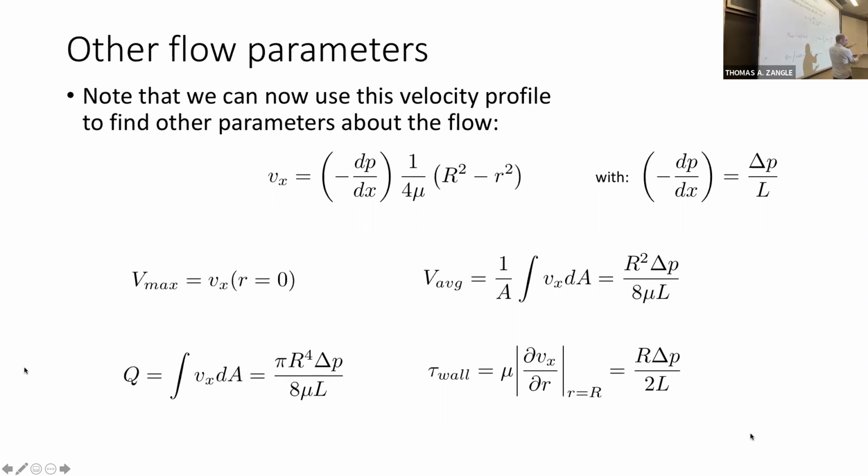R equal to 0 is the center of the pipe, right? Because we have a cylindrical pipe now, and r is pointing outwards from the center. Yes. Where did the 8 come from? Sorry, where? Here? Oh, sorry. What's that?